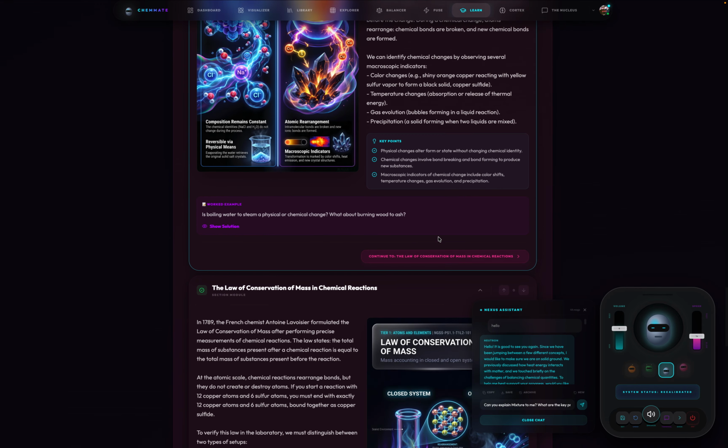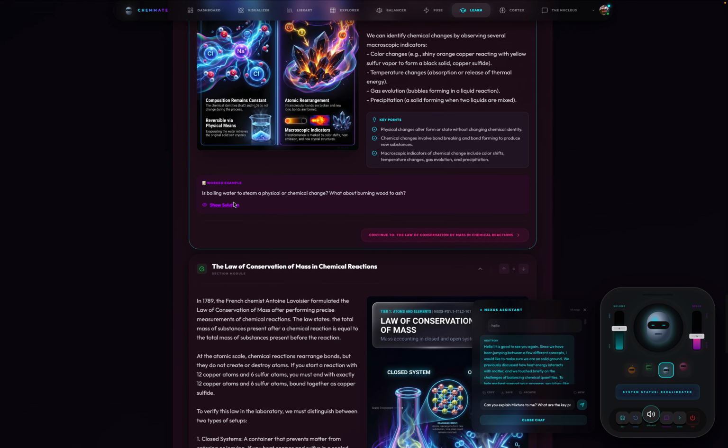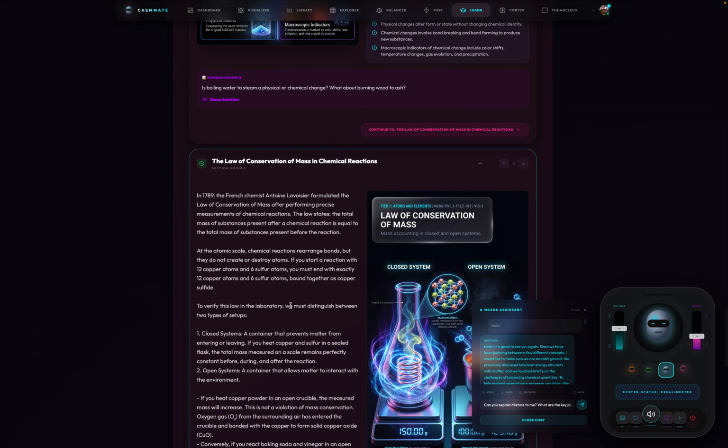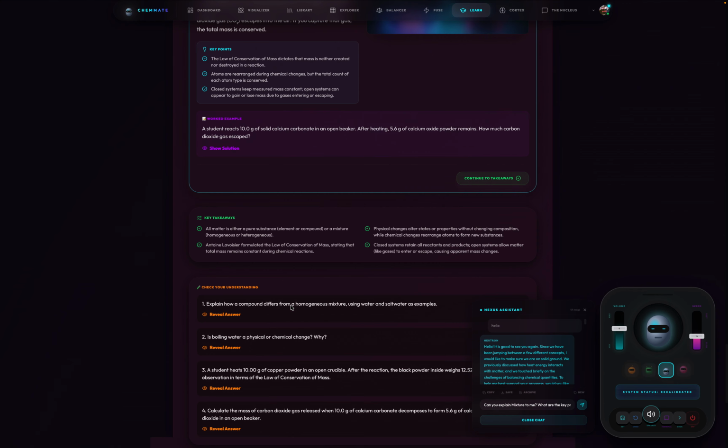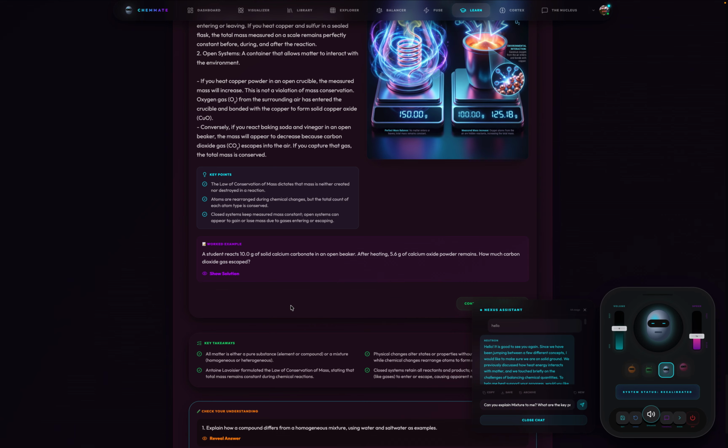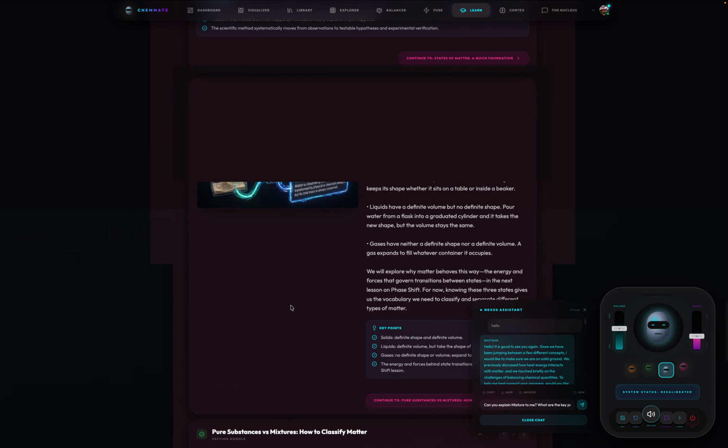To explore these domains, chemists use the scientific method, a systematic path of discovery where we make observations, formulate testable hypotheses, conduct controlled experiments, and refine laws and theories to describe and explain the natural world.